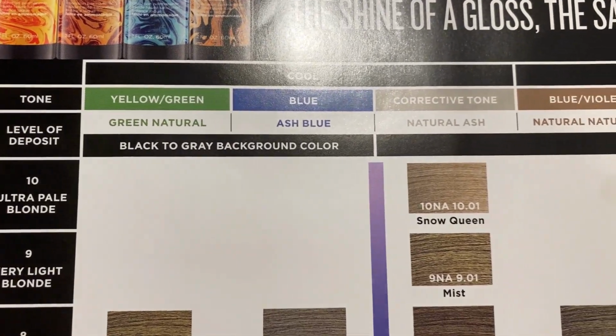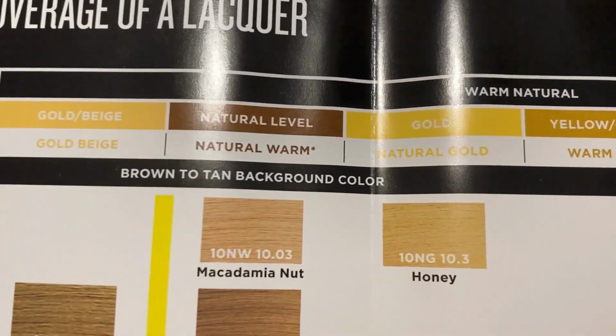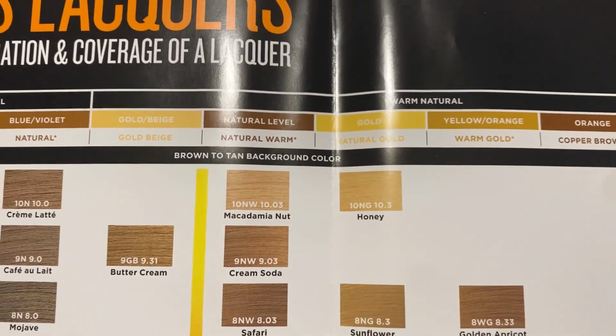I wanted to clarify the idea of background color, because we see on the color charts, on the top of the Redken color charts, it says background. Some of them are brown to tan, some are black to gray, and some have no background.